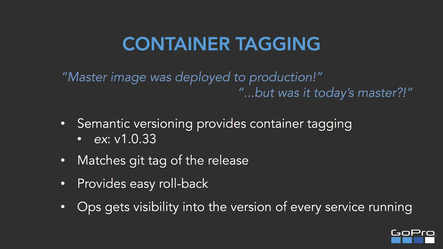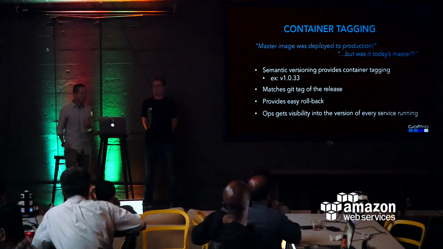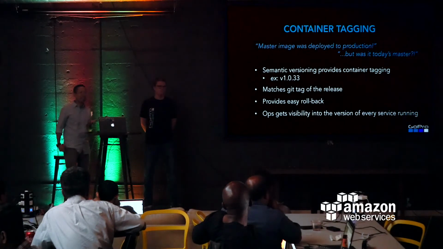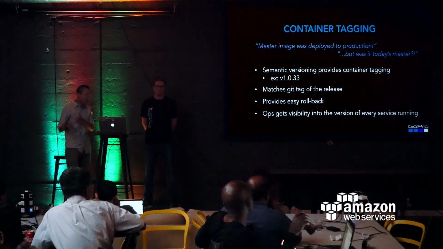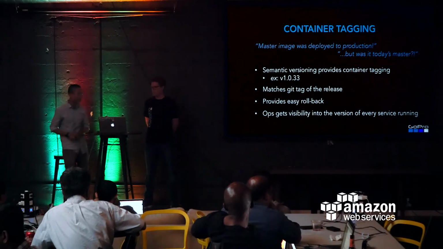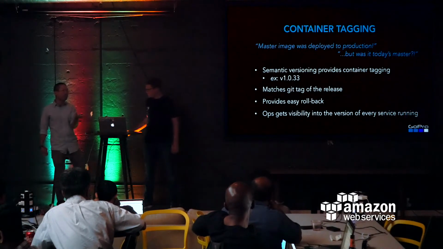I love this quote: master image was deployed. Was it today's master or yesterday's master? I don't know. So that's the one problem we had before, we didn't have a clear vision of what was out in production. DevOps did not. So we've introduced semantic versioning, and it provides tagging for our images. It ties the git tag to the image itself, and then it was clear what code was actually in that image.